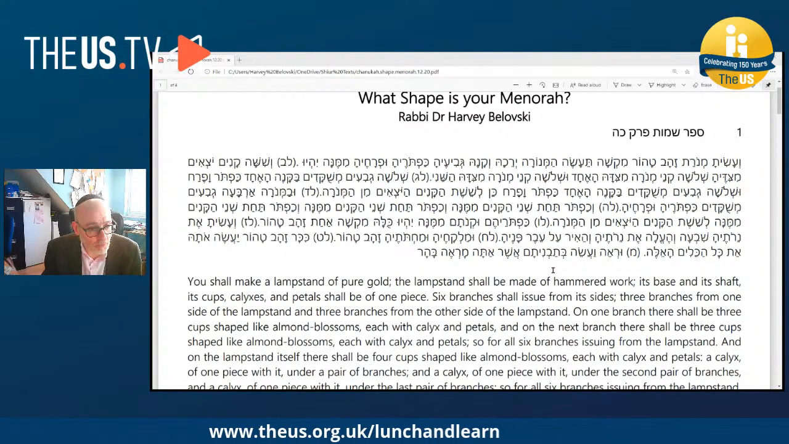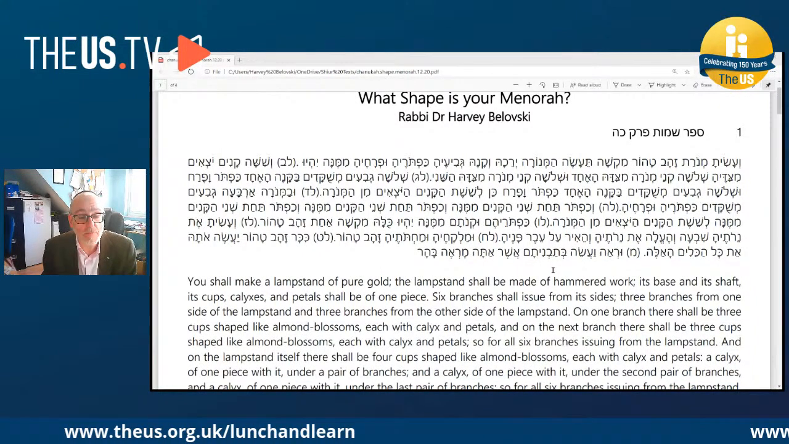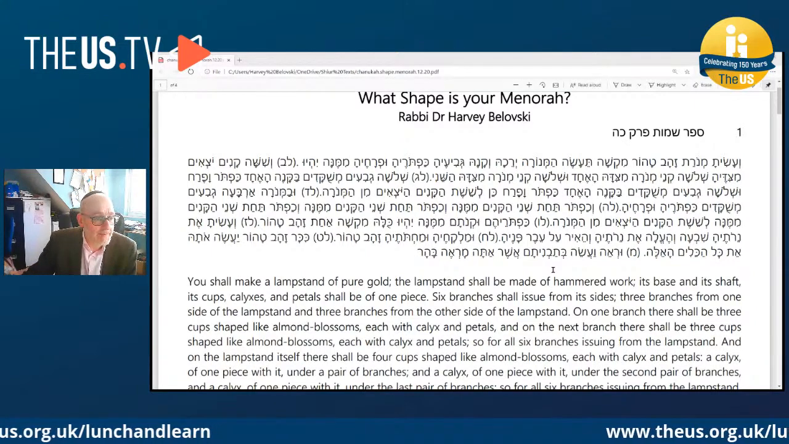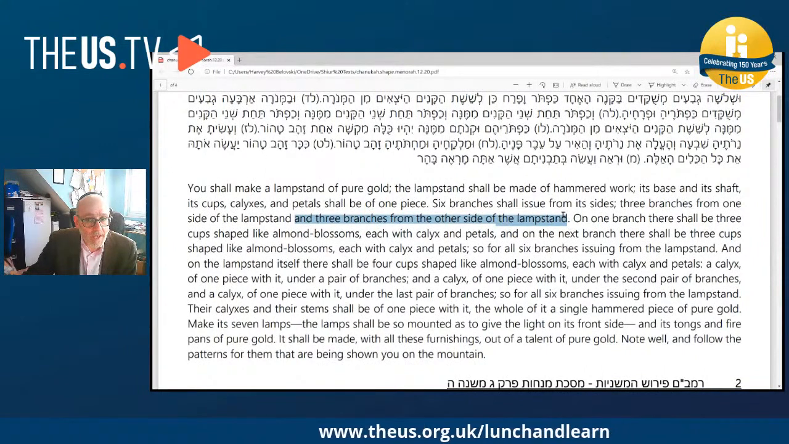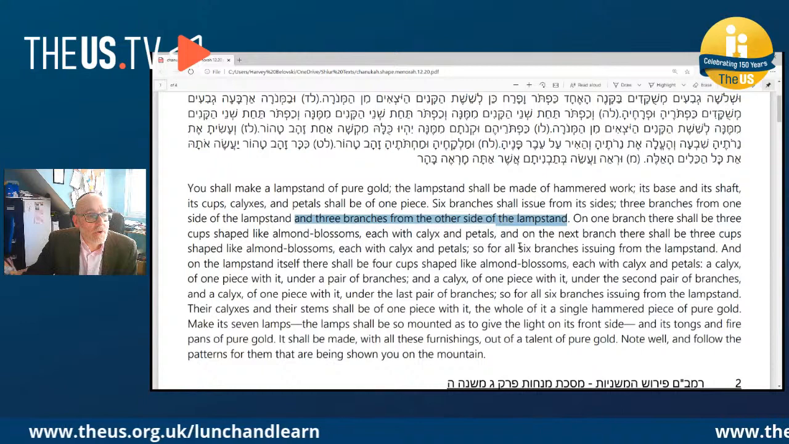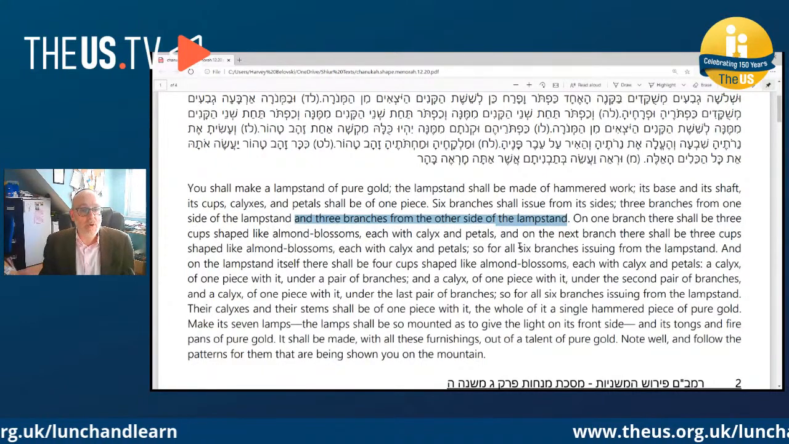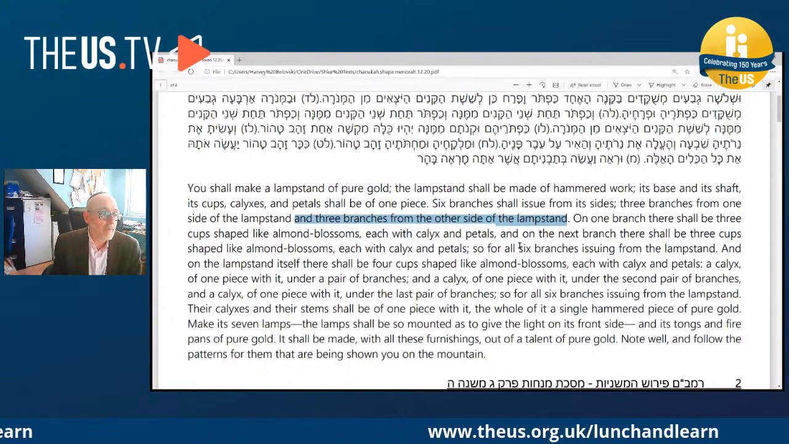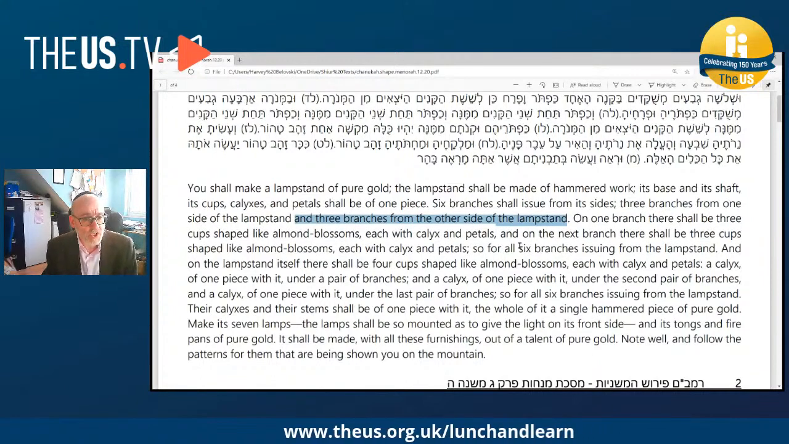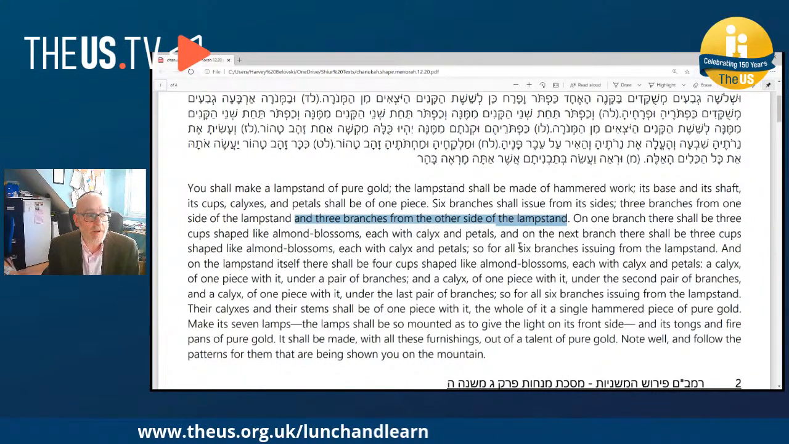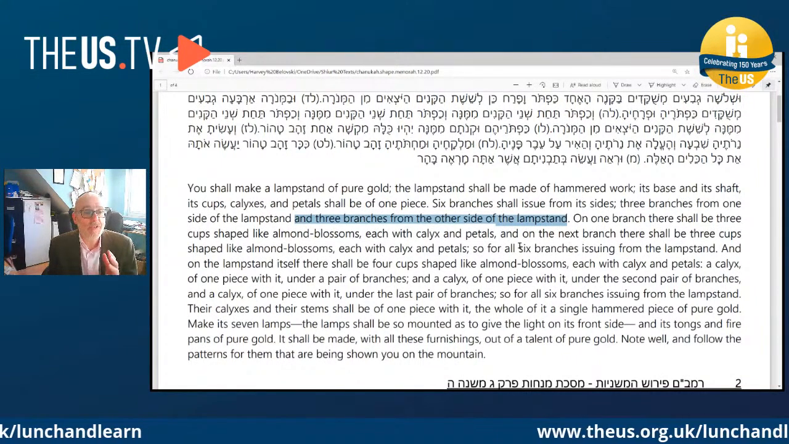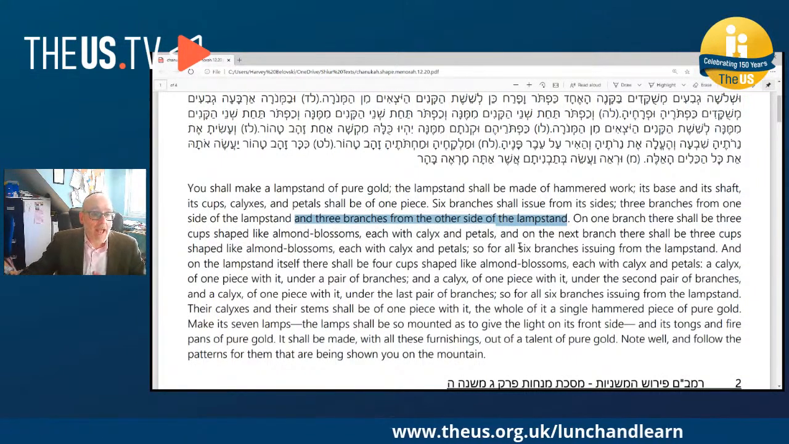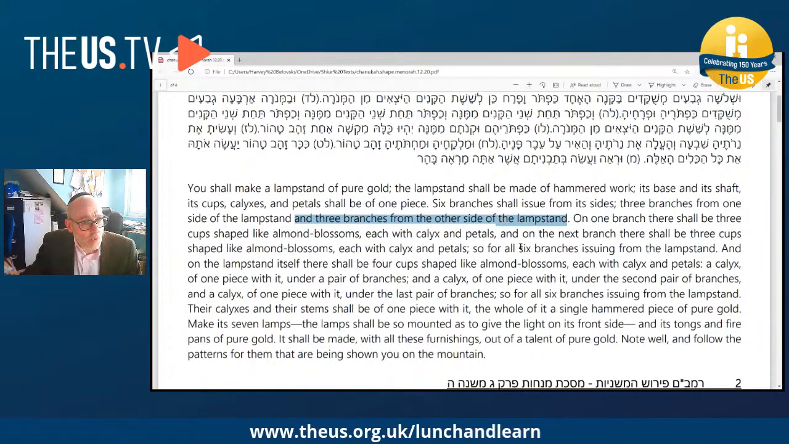And it goes on to say, and I'll read in the English, 6 branches shall issue from its sides, 3 branches from one side of the lampstand. I've made the pointer a little larger, so I hope you can see that more easily. And 3 branches on the other side of the lampstand. On one branch, there should be 3 cups shaped like almond blossoms, and so on it goes. It explains that there are various cups, calyxes, and petals on each of the 6 branches and on the central shaft. And there's a lot of detail. I don't think we need to read all of it.